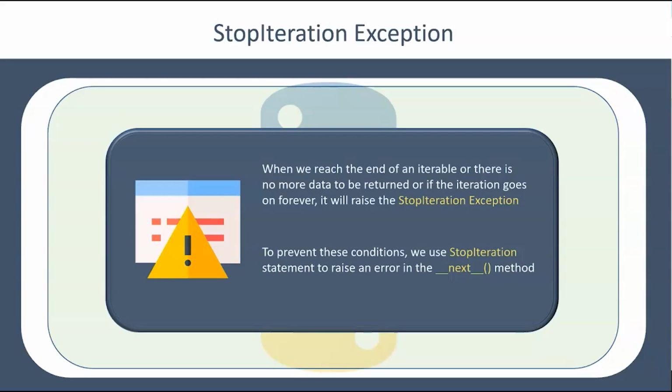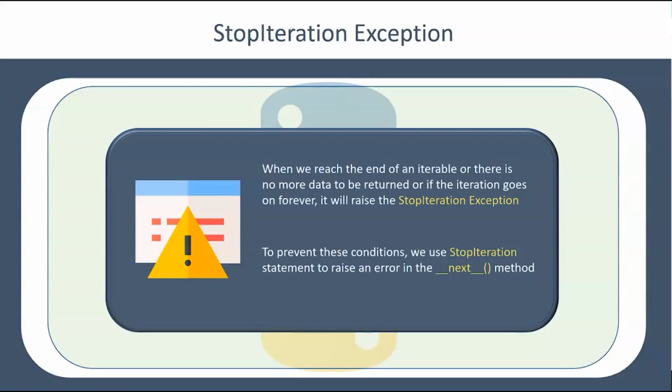Now, the stop iteration exception. As I mentioned, this happens when we reach the end of an iterable. Suppose you have a list or a set which has a length of 4. When you have ended the fourth element and you're trying to access something beyond the fourth element, which is the fifth, then Python will raise a stop iteration exception. We will see that with an example. In order to handle or manage it in your code, we use the stop iteration statement to raise an error. You can catch this exception and then raise your custom error in the __next__ method.